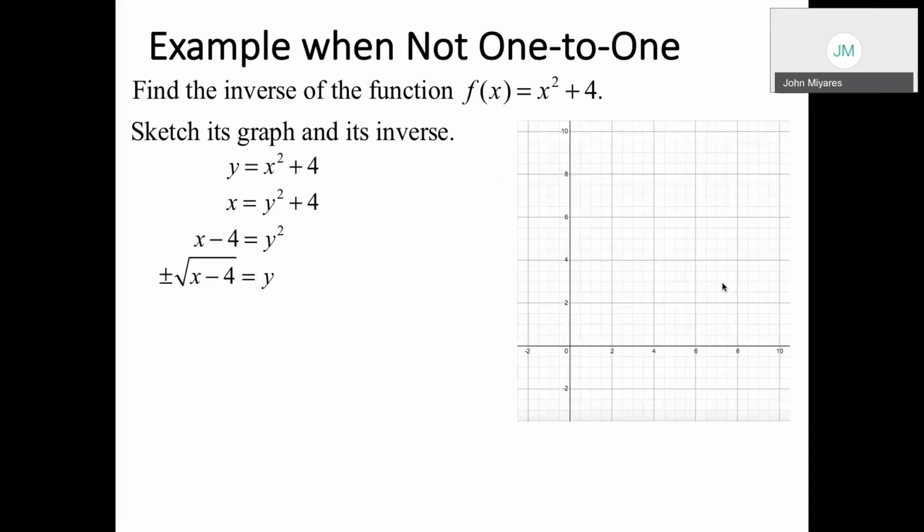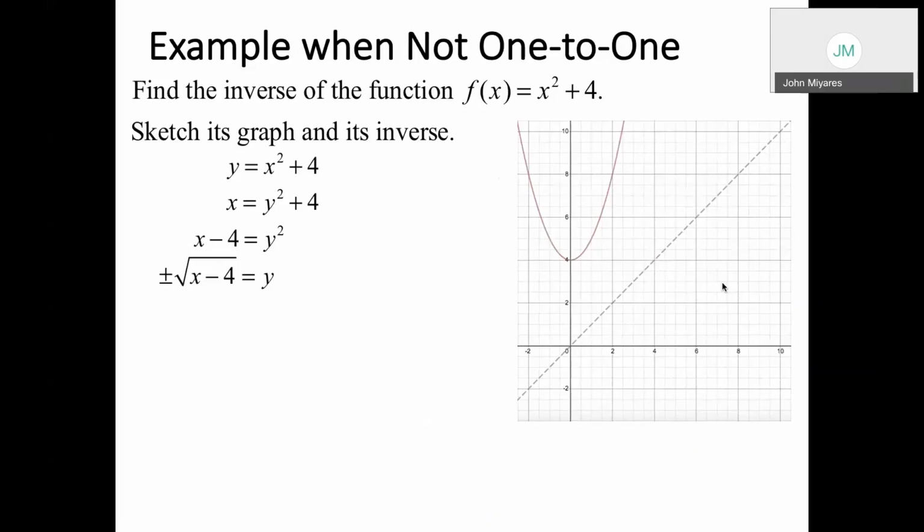Let's look at this one graphically then. Here's the graph of the parabola represented by the function f of x equals x squared plus 4. I know the inverse of this function is going to be symmetric to the original function over the line of symmetry y equals x. So I've inserted that here as a green dashed line.